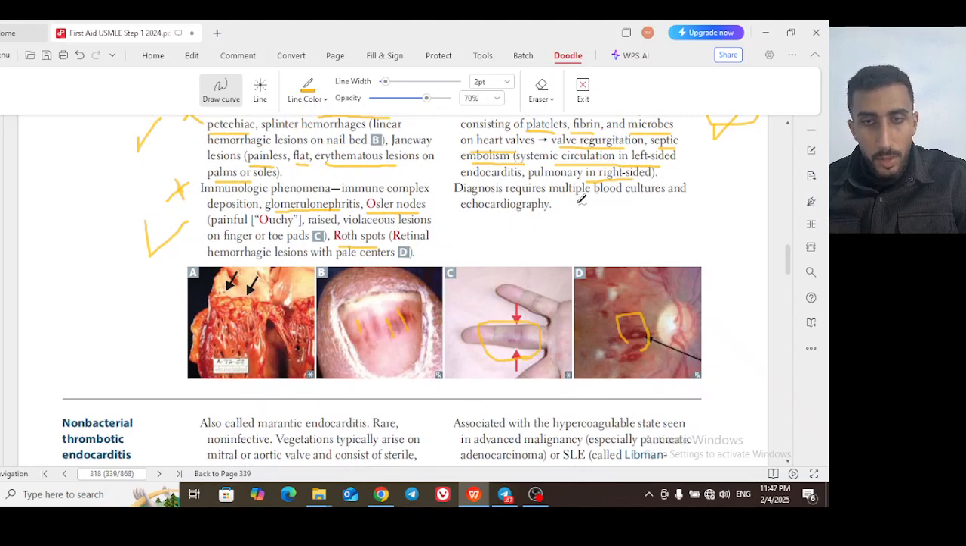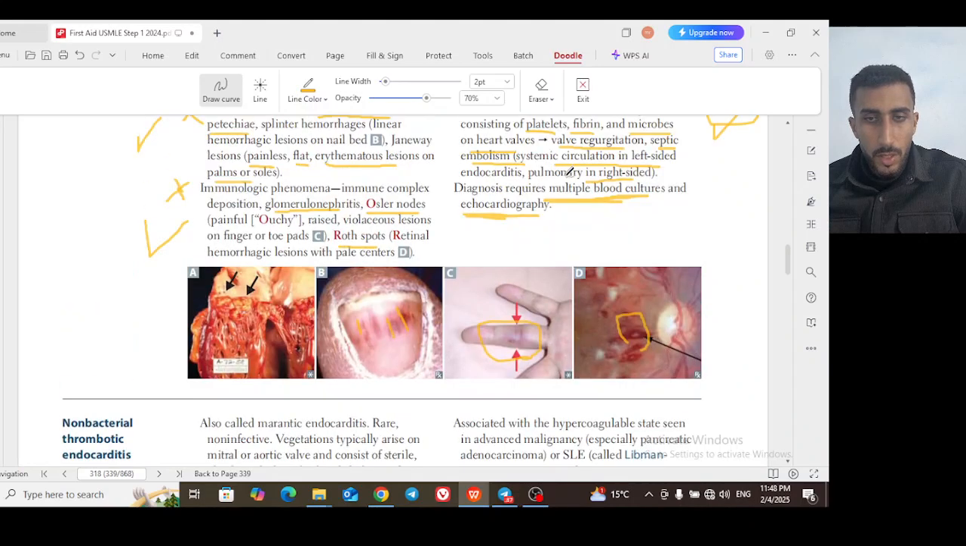For the diagnosis, of course, it is multiple blood cultures, and it is very high yield to know that you are not going to withdraw a single blood culture. You have to withdraw concurrent central and peripheral blood cultures, and you may need multiple blood cultures. You also have to do an echocardiography to show the vegetation.